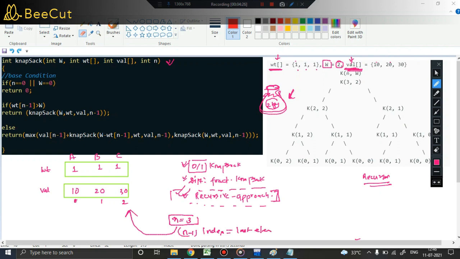So suppose I am standing in front of this element. Suppose I am in a shopping mall. I am a thief. I have a knapsack of capacity 2 kg with me, and now I am just standing in front of this item. What is the item? Item C. Suppose this is placed on the shelf.